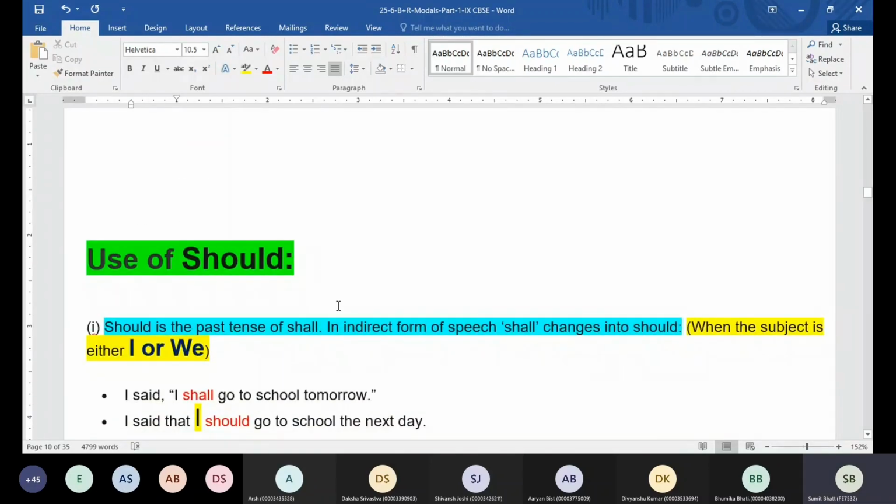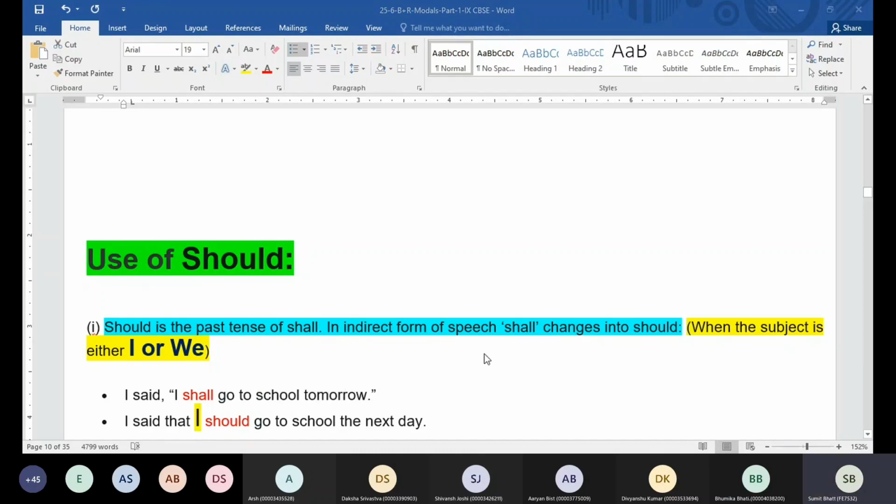Then we have another word, that's going to be should, guys. Should is going to be the past tense of shall. When you do the transformation of the sentence, direct or indirect, if you have a subject like I and we, in that case we use the word should. Like, I said, I shall go to school tomorrow. When you do the transformation, which subject are we getting? What's the subject coming up?